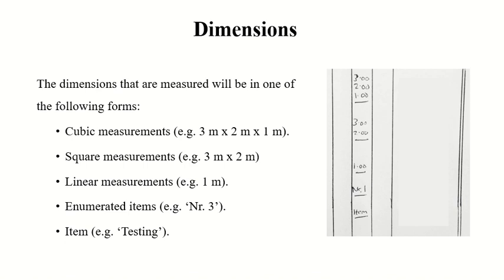The second term is square meters. How many dimensions? 2. You see 2 dimensions here. Linear means 1. Number means 1. Number is the dimension, right? 1. And testing is like you wrote it, right?